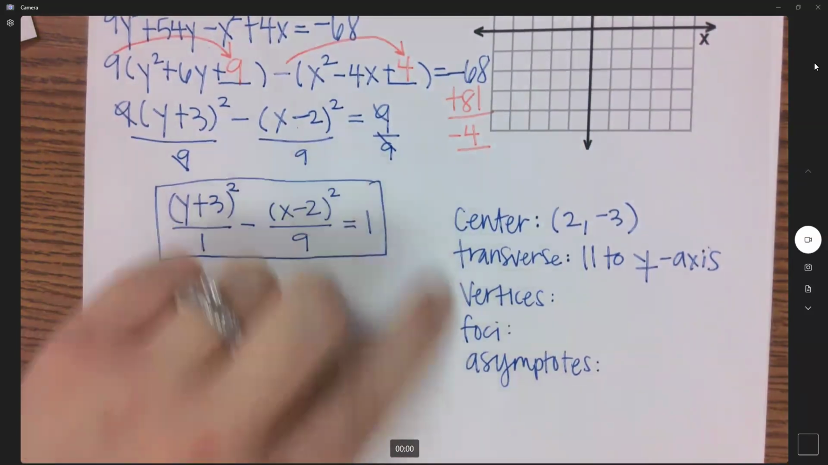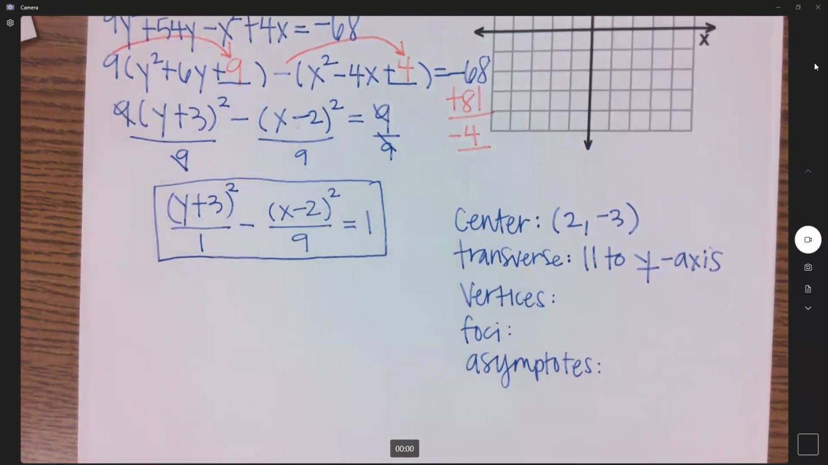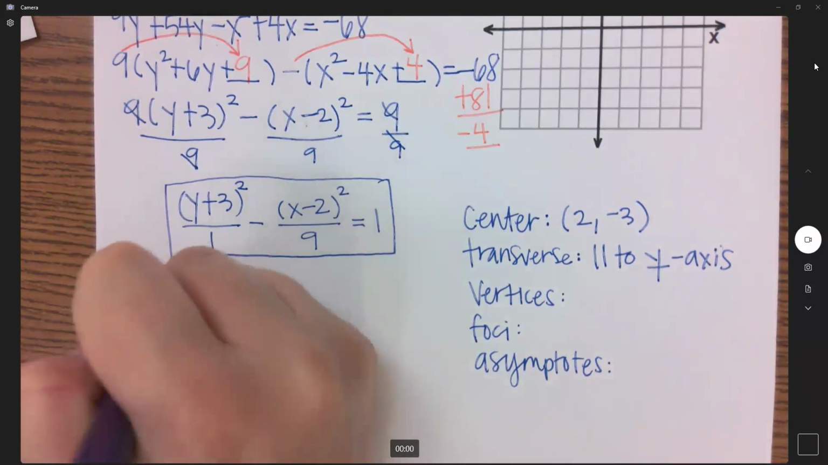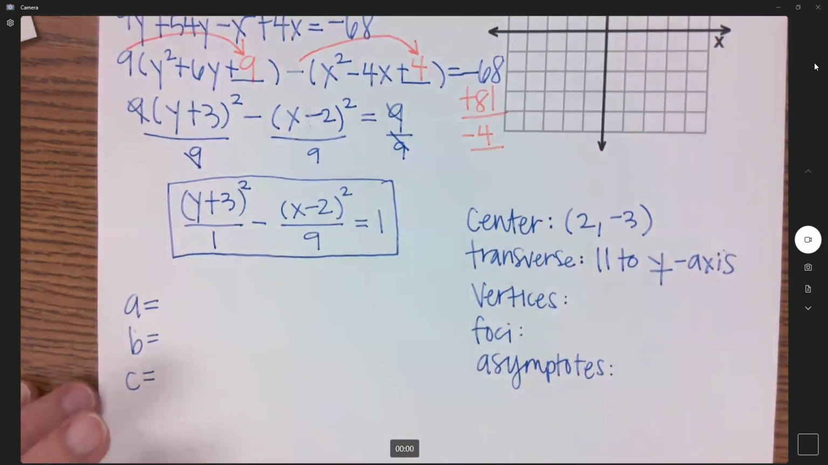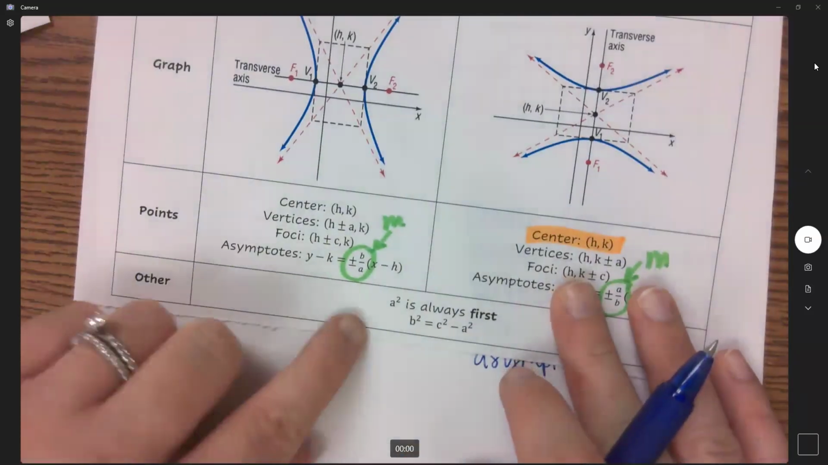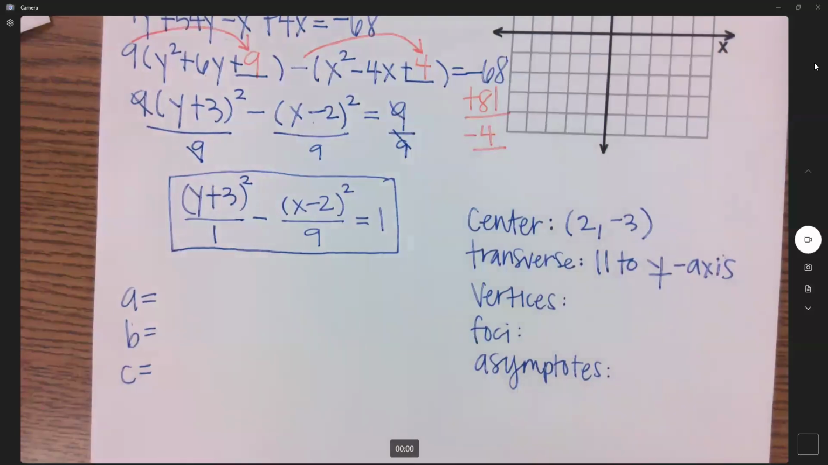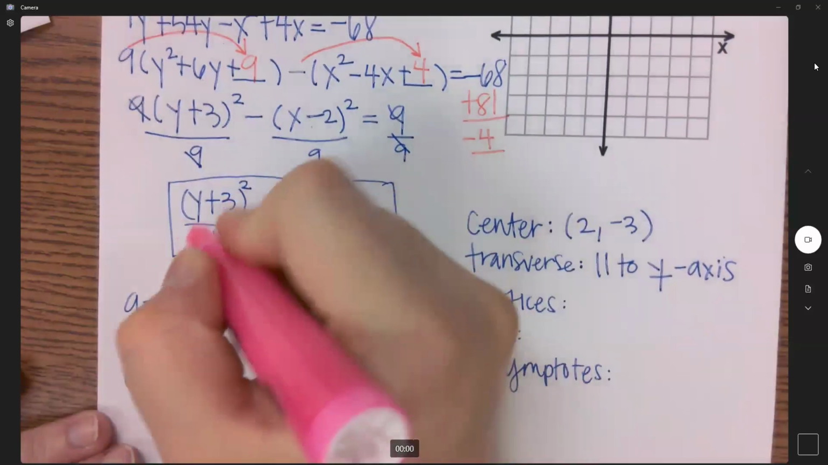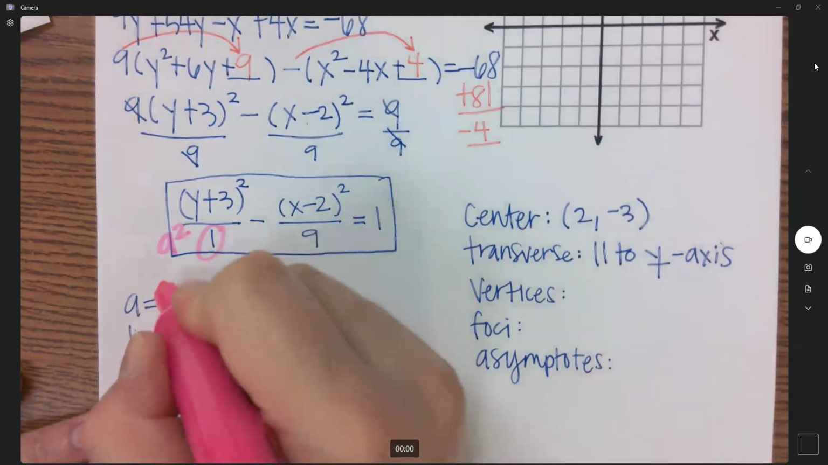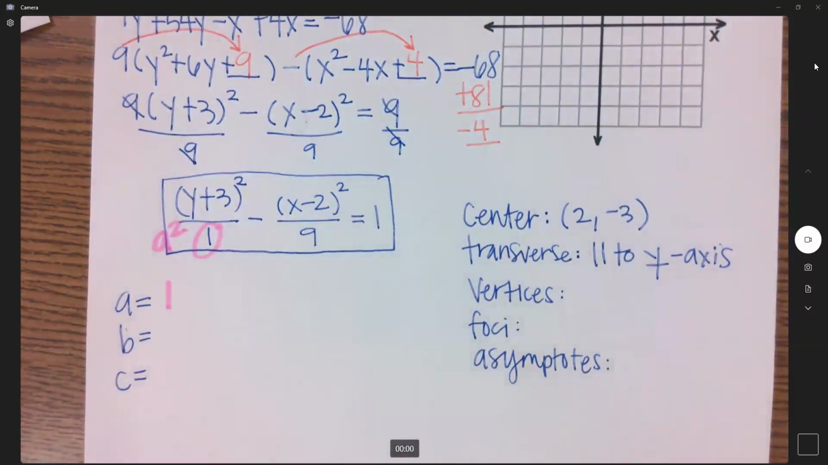And to find these, we need our A, B, and C. I come over here and start listing my A, B, and C. Okay, I have a note down here that A is always first. So this is my A squared. I'll go ahead and do it the way I did it in that one video because I kind of liked it actually.